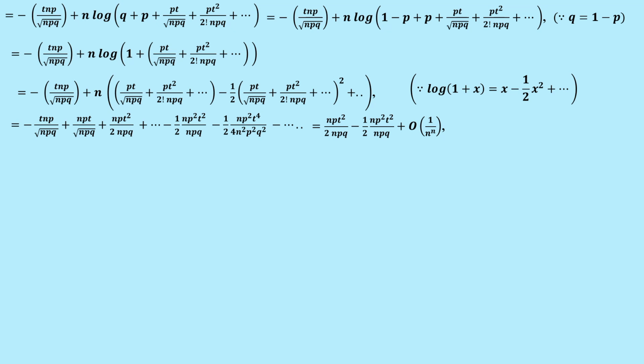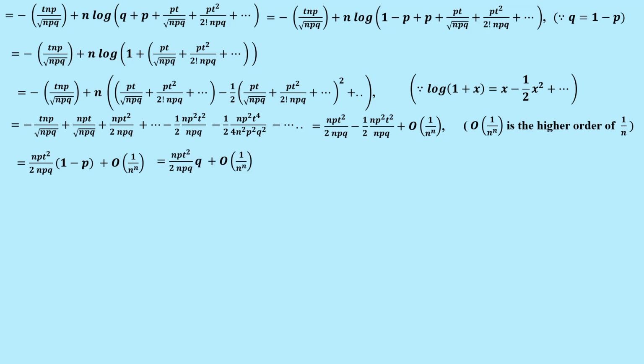So powers of n square, n cube terms, n power 4 term, it will come like that. So that is why we are simply considering only the linear power of n, that is n power 1 terms, right? So that is equal to n p t square by 2 n p q, right? We are taking that common, so remaining term 1 minus p plus order of 1 by n power n. So n p t square by 2 n p q, 1 minus p is q, so q in numerator and denominator get cancelled, plus order of 1 by n power n terms. So log M z of t is equal to t square by 2 plus order of 1 by n power n. That is equation number 4.